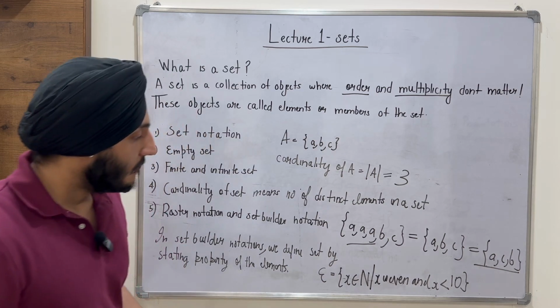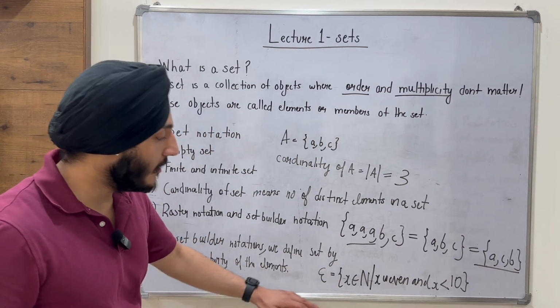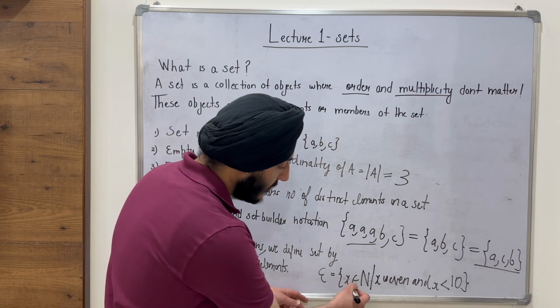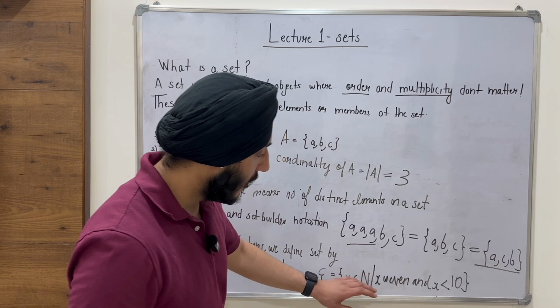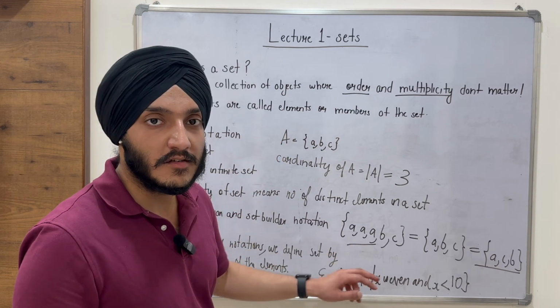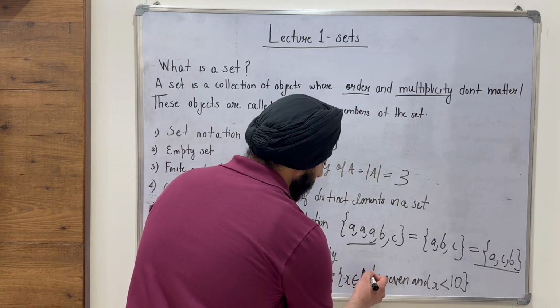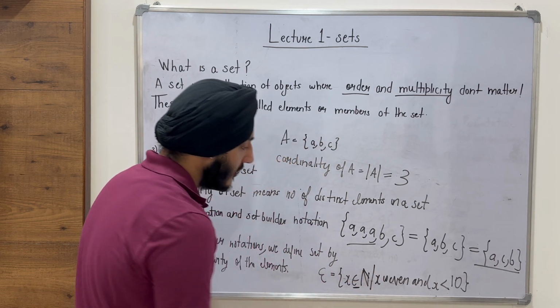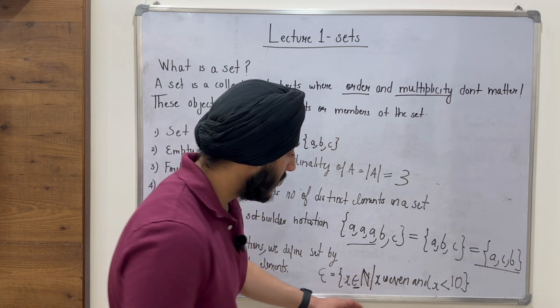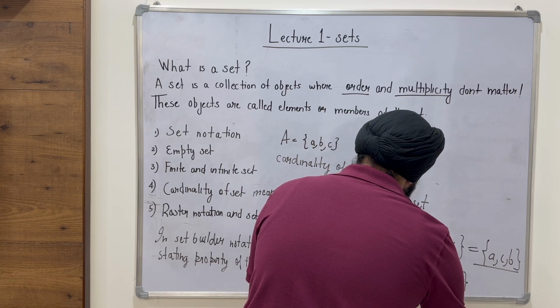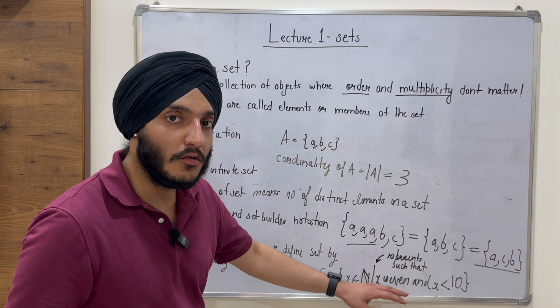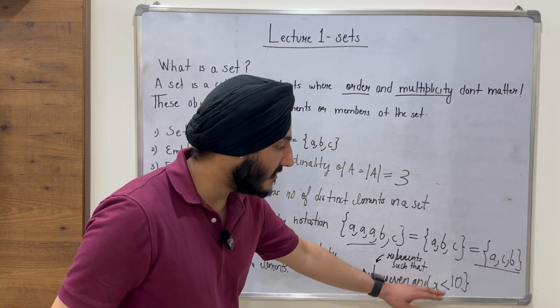Now it might seem complicated at first, but let's try to understand what this means. We have already introduced this notation. This basically means that x is an element of the set N. Over here, this N represents the set of all natural numbers. This single line that you see represents such that. And then you have the property written over here. That is, x is even and x is less than 10.